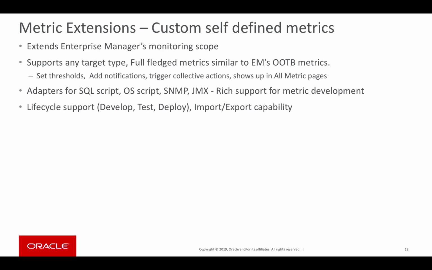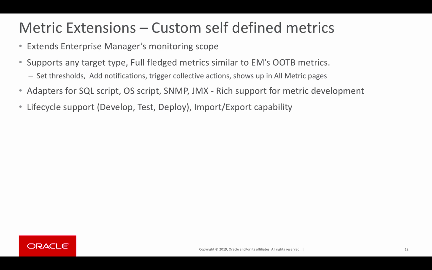So how do you create a metric extension? First, you need to select the target type, which target type you want to run this custom metric against. Next, you need to select the adapter that builds the metric extension, and which adapters are available depends on the target type. Say the target type you selected is database target. Then you have a choice to select either OS command or SQL adapter.